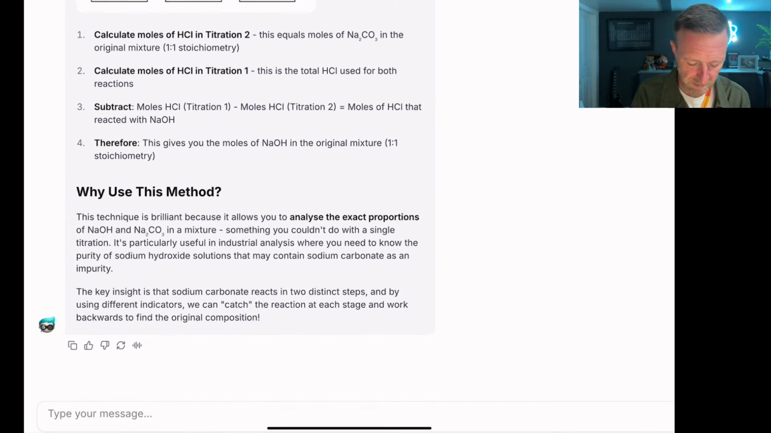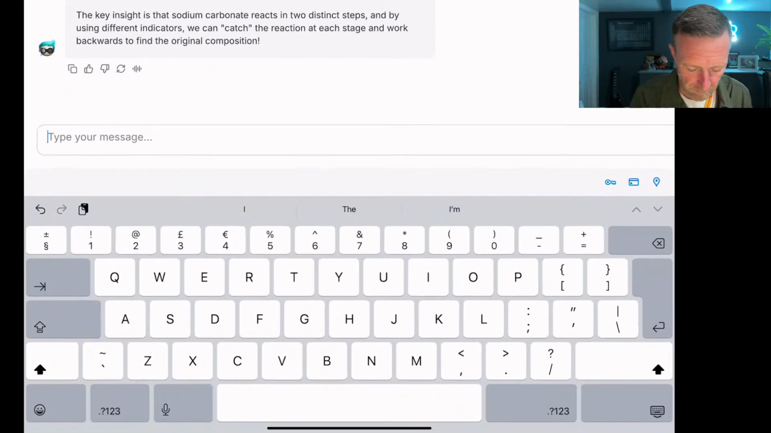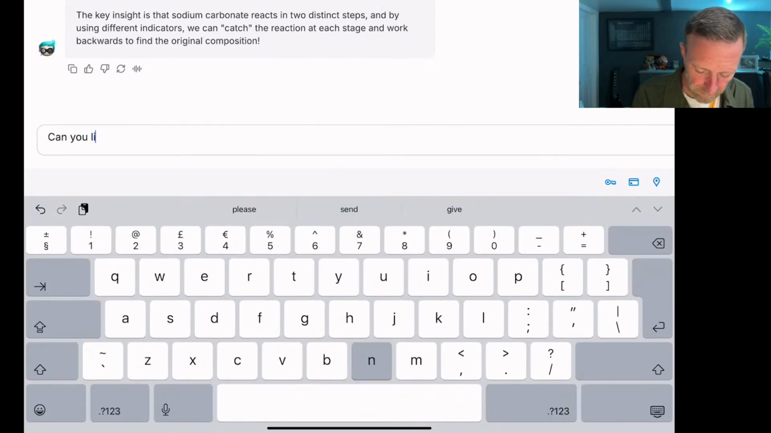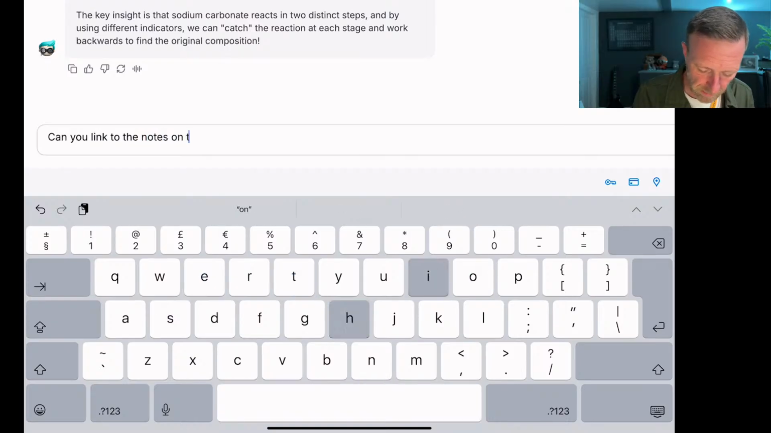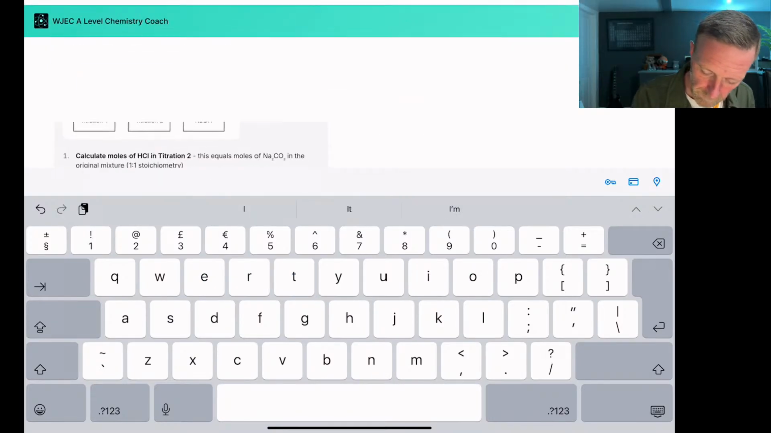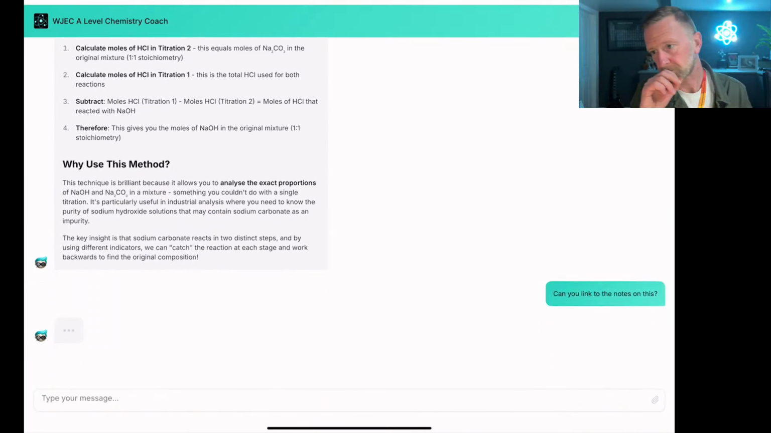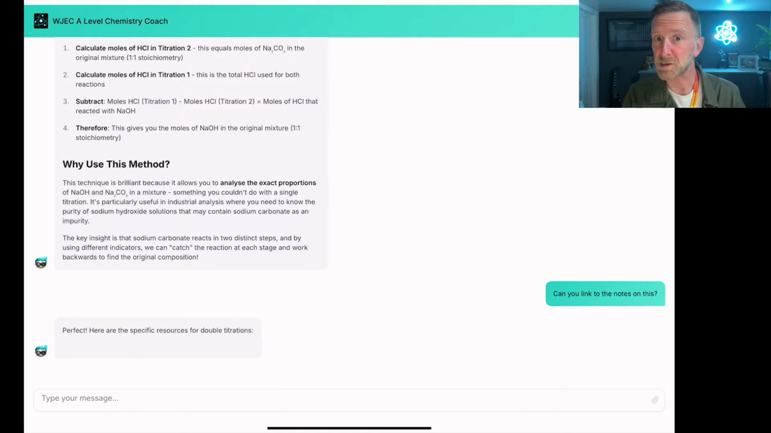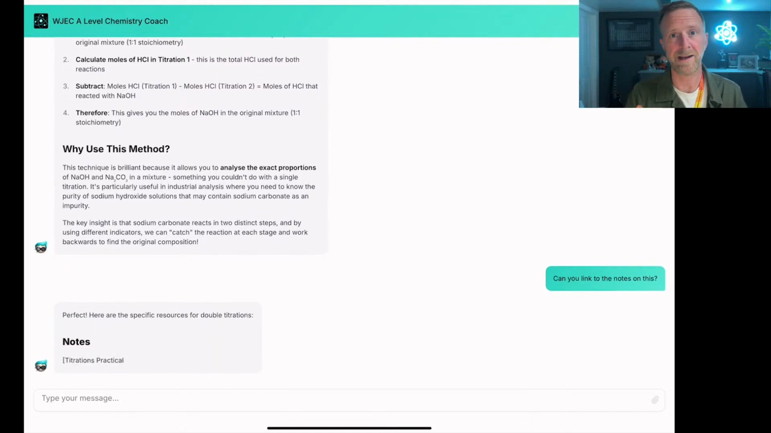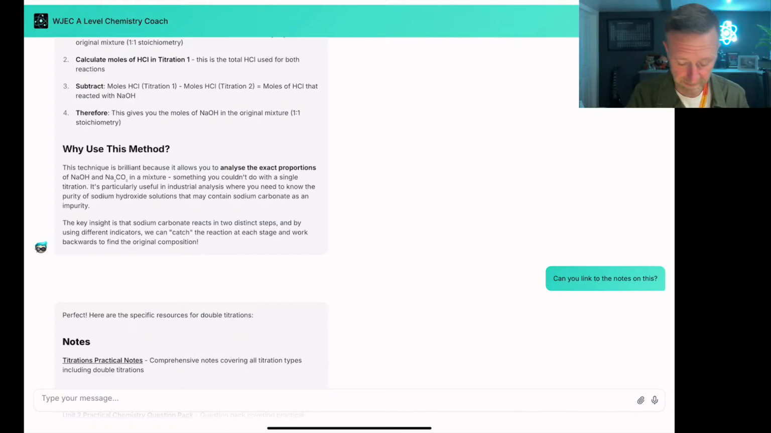Why use these methods, okay? I'll tell you what, we can just ask, can you link to the notes on this? So let's put that in. Of course, if there was ever anything in there, Jack, that you didn't understand, that you wanted it to go into more detail on, then it absolutely would, because it's interactive. It's not just reading a paragraph in a textbook and going, well, I still don't understand. You can get it to teach you in a different way. If you don't understand it first time round, that's absolutely fine.